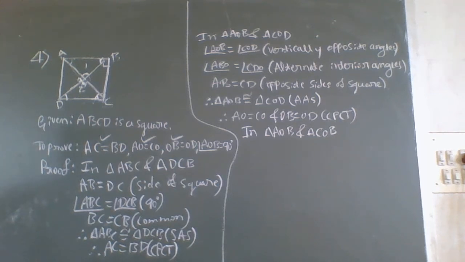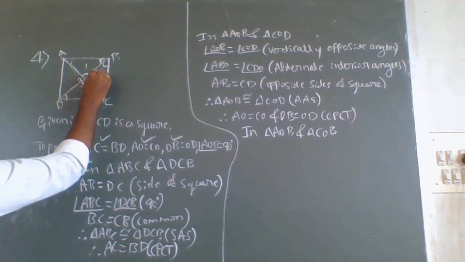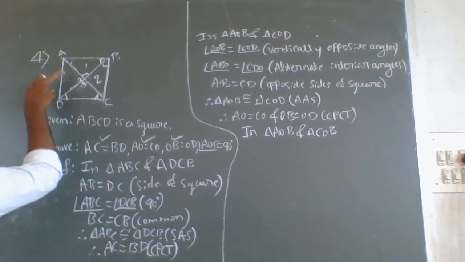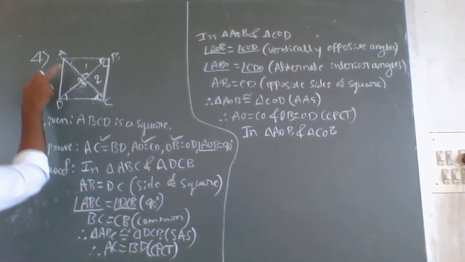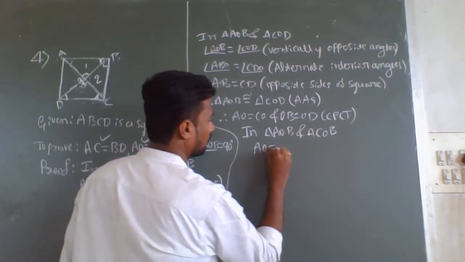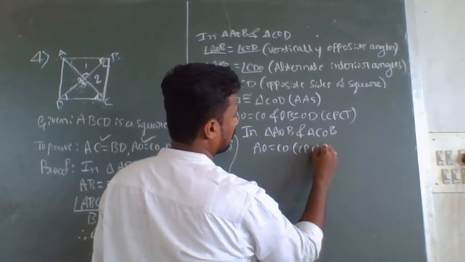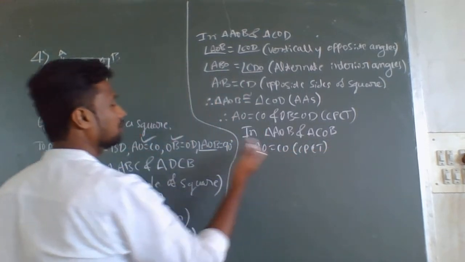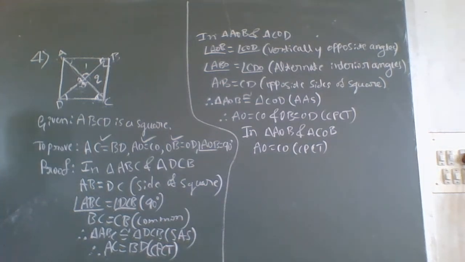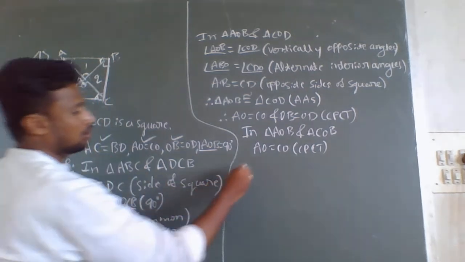So here, what can we write? AO is equal to CO. In these two triangles, we know that AO is equal to CO. Why? We proved it here by CPCT. These two sides are equal. Again, AB is equal to CB, or BC.